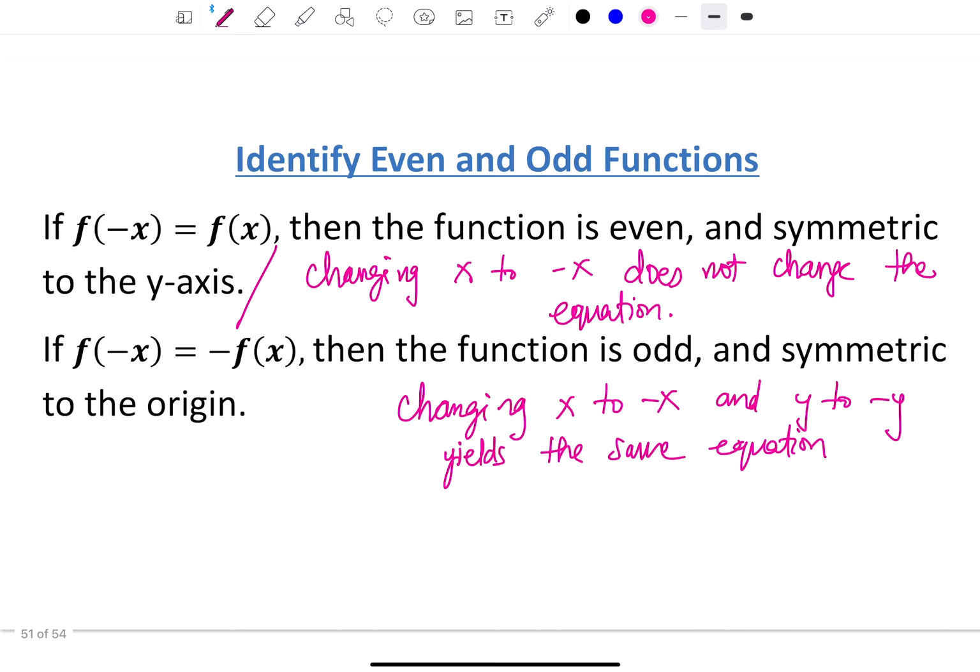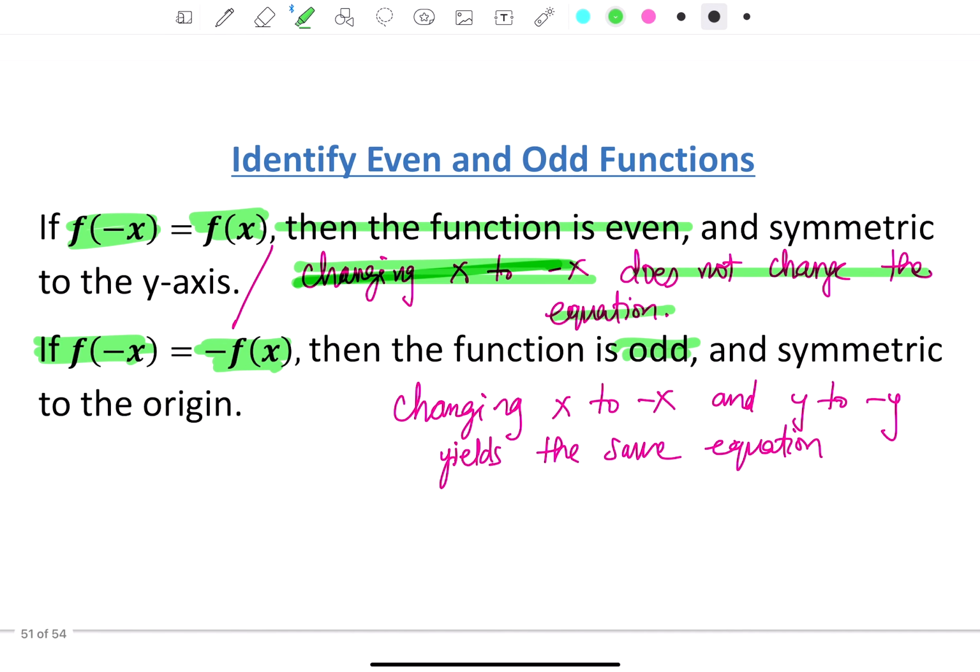Even, odd, or neither, checking algebraically. If f of x is equal to f of negative x, then the function is even. That means replacing x by negative x does not change your equation. And if f of negative x is equal to negative of f of x, then that would be an odd function. If written in equation form, changing x to negative x and y to negative y gives the same equation, then that would be an odd equation, or odd function, or odd relation.